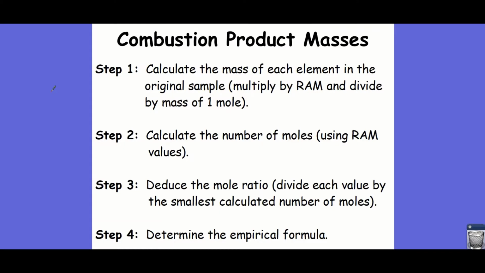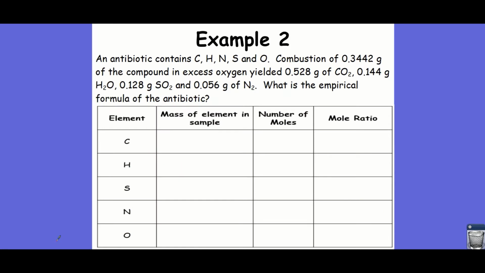So the second way of determining an empirical formula is through analysis of the combustion product masses of the gases that are produced. So here's an example of a question. An antibiotic contains carbon, hydrogen, nitrogen, sulfur, and oxygen. Combustion of 0.3442 grams, so that is what goes into the chamber. Just to make that clear.